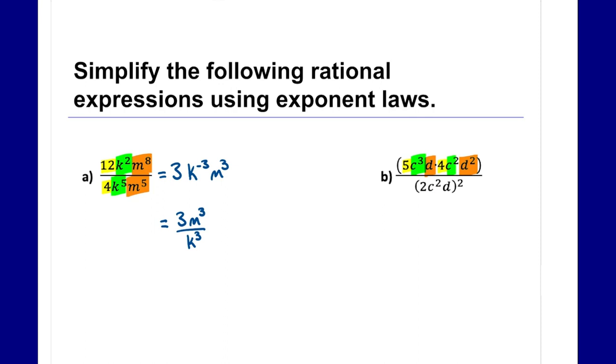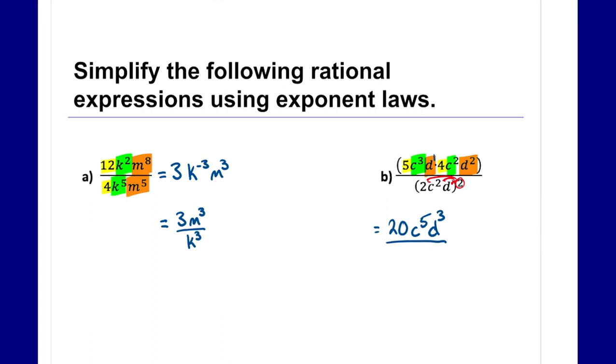So on the top, I can multiply, and on the bottom, this exponent of 2 is going to apply to everything. So on the top, I'll do that first. 5 times 4 is 20. C to the power of 3 times c to the power of 2. Power laws say we add our exponents. 3 plus 2 is 5. And for d, d to the power of 1 times d squared, we add, we get d to the power of 3.